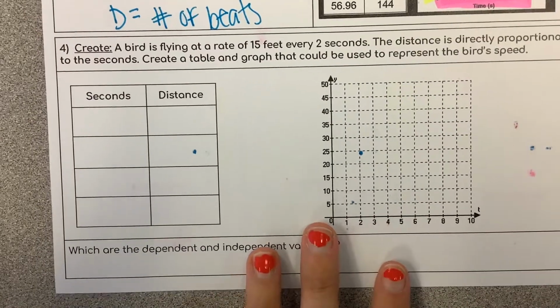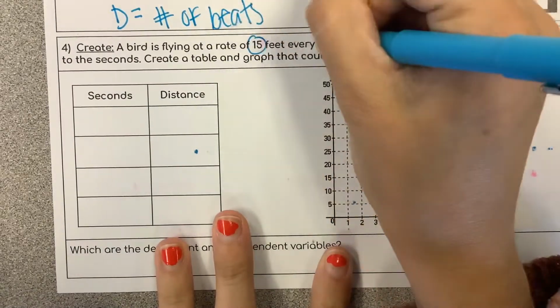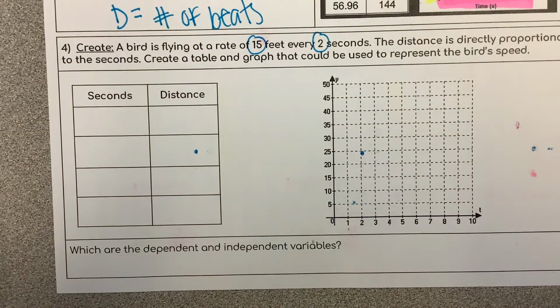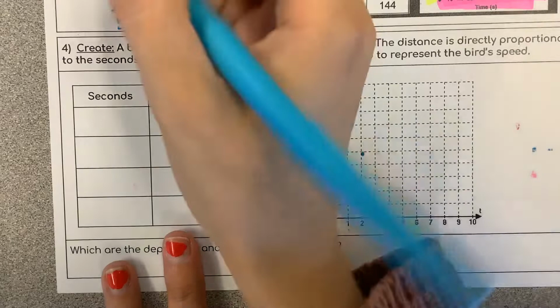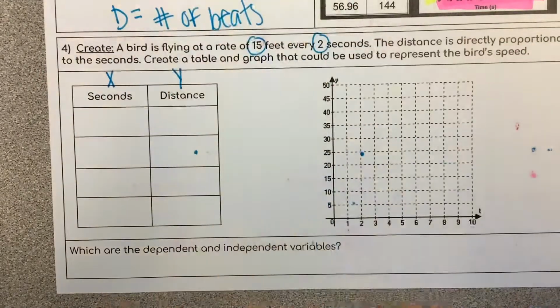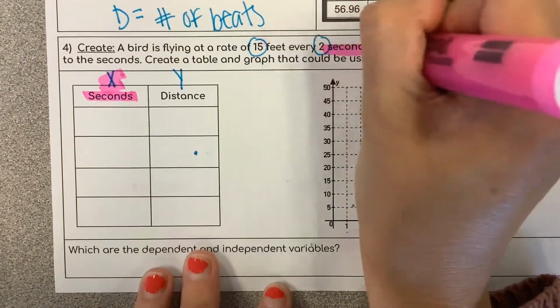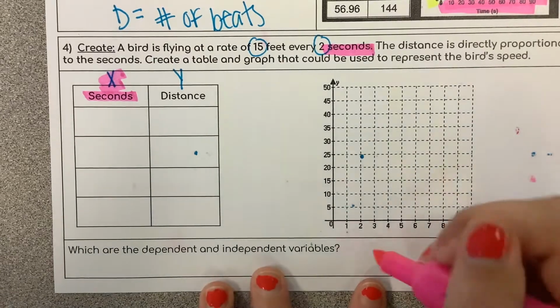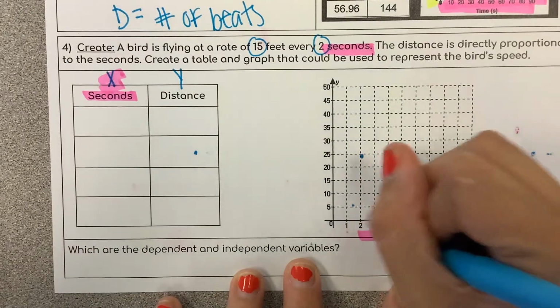Last question. We're gonna create this chart. A bird is flying at a rate of 15 feet every 2 seconds. The distance is directly proportional to the seconds. Create a table and graph that could be used to represent the bird's speed. So they already filled in seconds and distance for you, but it makes sense. X goes on the left, Y goes on the right, and as we already discussed, time, which seconds would be part of time, should be independent. So our graph, the time in seconds, is our independent variable.